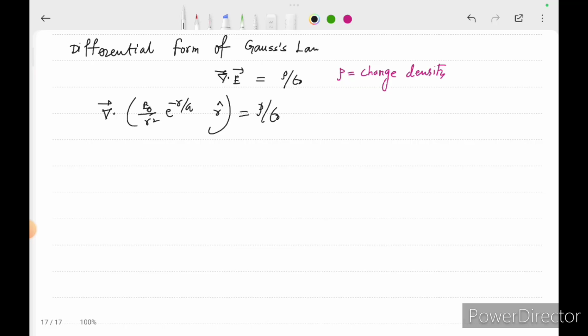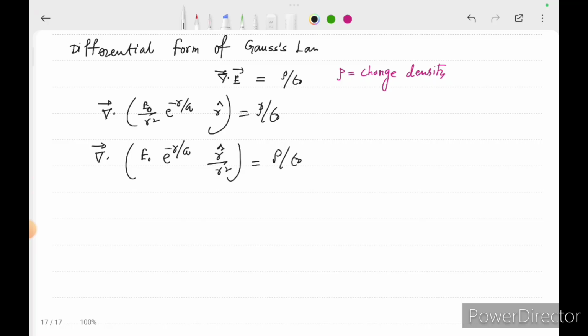Before you solve this divergence, try to write the bracket term in a good manner. The divergence of E0 e to the power minus r by a, r cap upon r square, is equal to rho upon epsilon naught. Now you can proceed with the usual process, like how to deal with divergence.